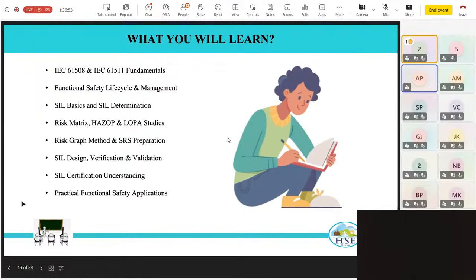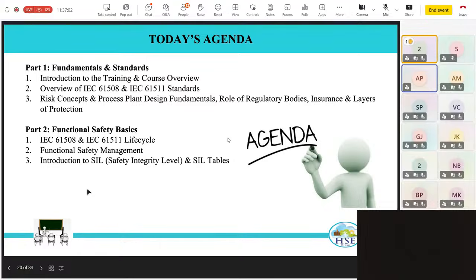So this is broadly the long and short of the course. Let us get into the course. Yes, this is the agenda. Today's course we have divided into 4 parts. Part 1 is fundamentals and standards. It begins with the introduction to the training and course overview.